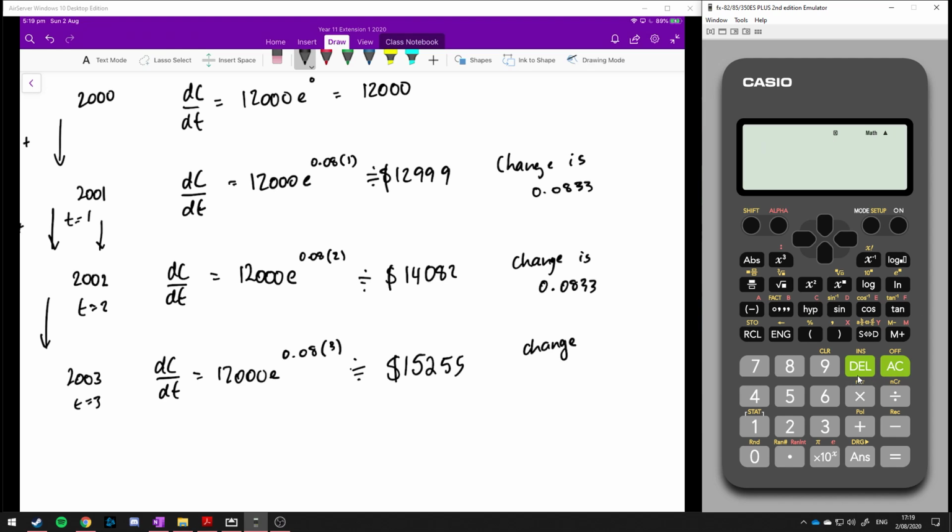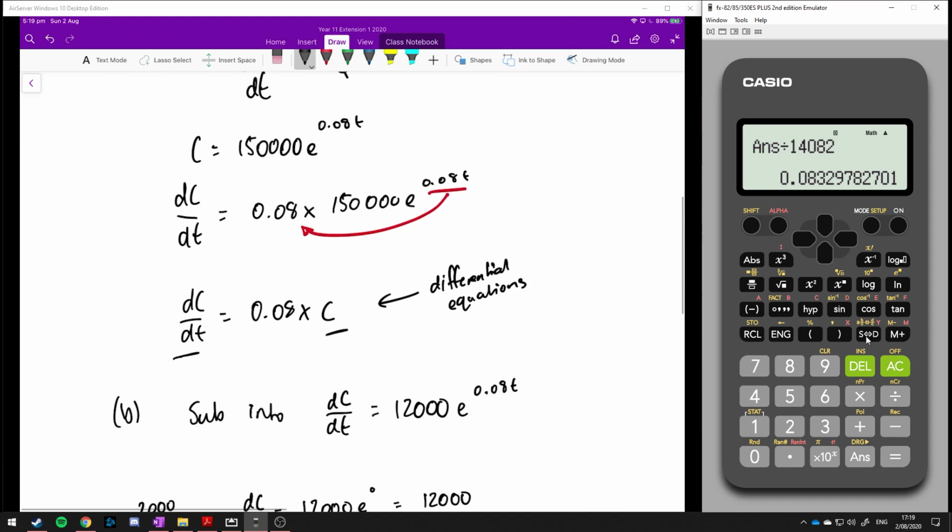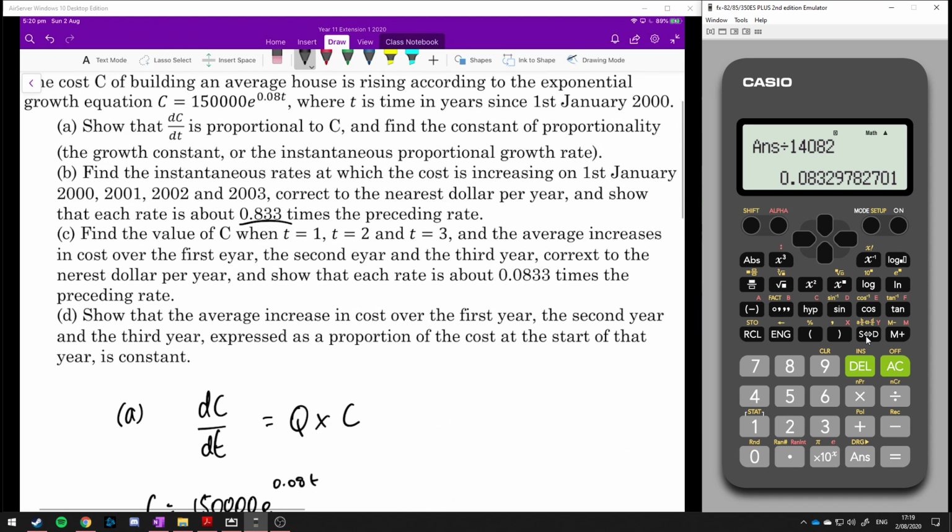Now again, we're going to do the change. So the change in percentage is 15255 minus the amount they started with for that year, and divide it by the amount that they started with for that year, which should give us 0.0833. As you can see, that 0.0833 is constantly the same. The actual decimal does change a little bit, but the amount is pretty much exactly the same. So that's part B.